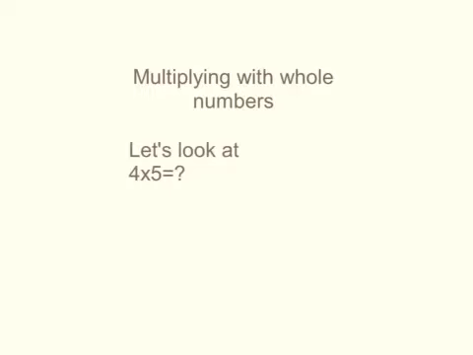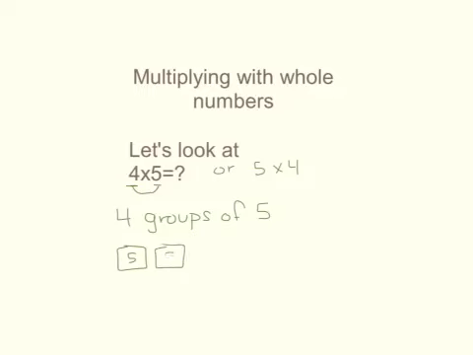If we look at 4 times 5 or 5 times 4, we know that means that my product is going to be larger than my two factors because I'm taking 4 groups of 5. If I have 4 groups of 5, my product is greater than 5 because I'm taking 4 of them, and I know that my product is equal to 20.